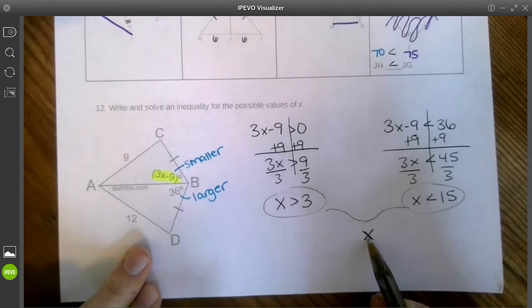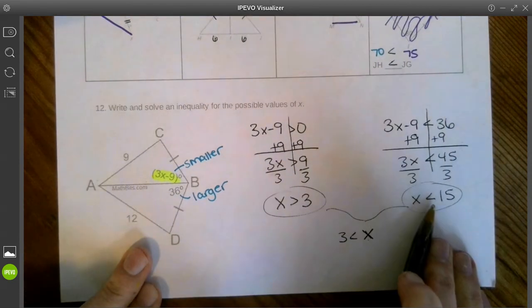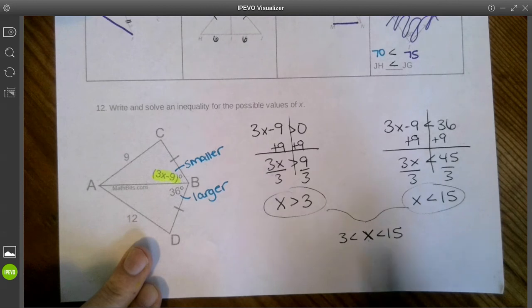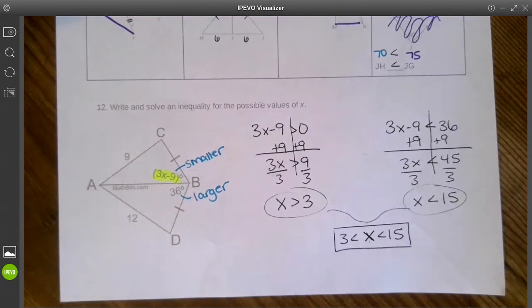So x has to be greater than 3 and less than 15. If it falls anywhere within that range, this is a situation that's possible. So my final answer is this compound inequality.